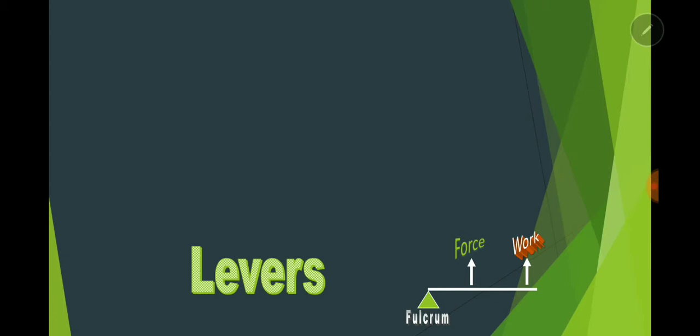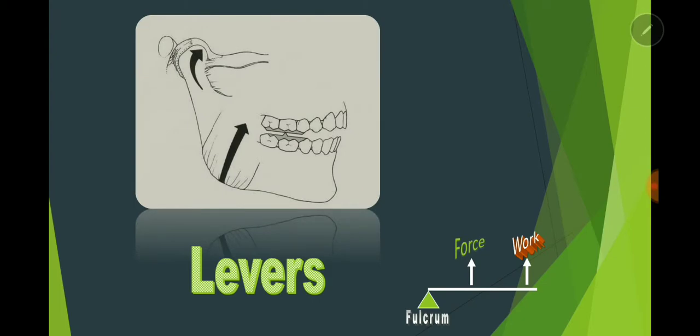Class three levers. There's a question usually which asks, what kind of lever system or pulley system is the mandible? So the mandible is a class three lever system. Okay, remember that. If you remember your physics classes, there are pulleys and levers. A lever is either class one, class two, or class three. And the mandible is class three because you have a fulcrum.